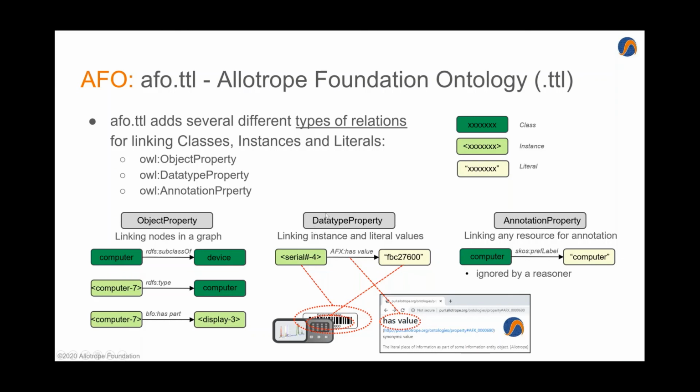The next one is a data property. So for example, an instance of a serial number 4 has a value of FBC 27600, which is a literal. And last, the annotation property, linking and reusable for annotation only. It is ignored by a reasoner, so a computer has a preferred label, computer, for annotation.